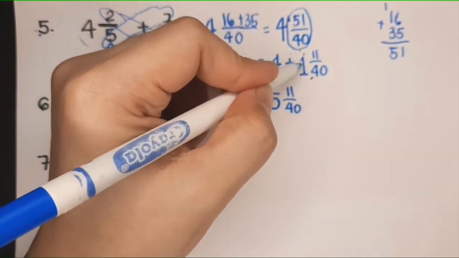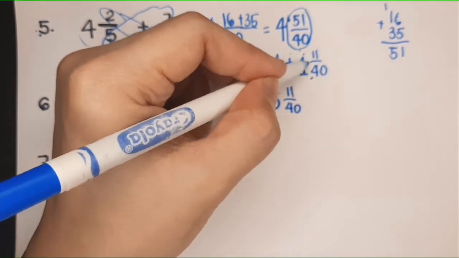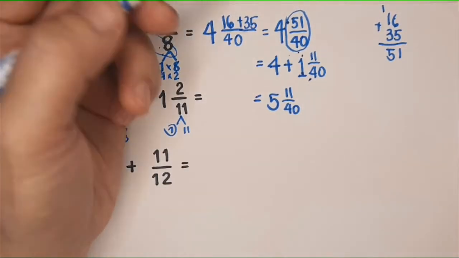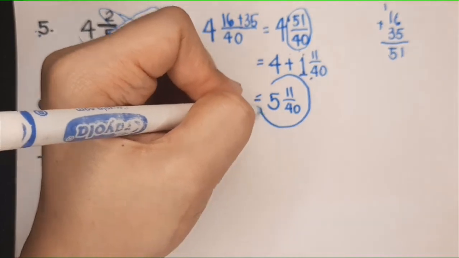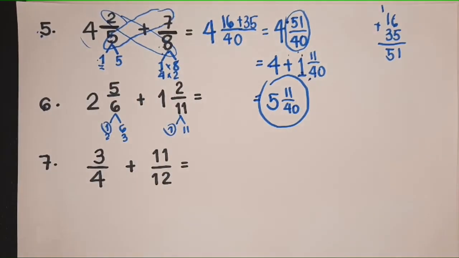Okay? Because we have 4 plus 1. And then we copy the 11 over 40 here. Okay? So this is going to be the final answer.